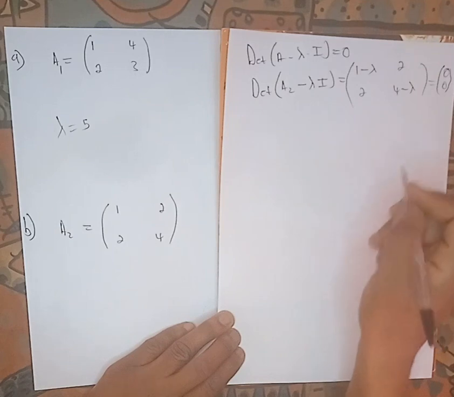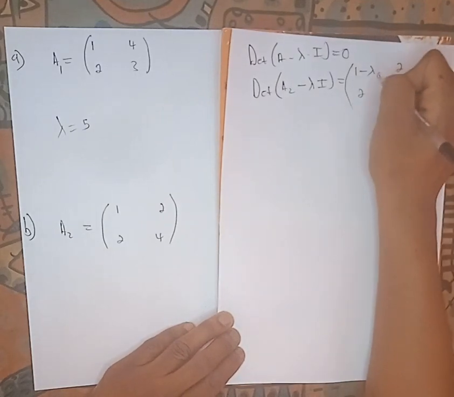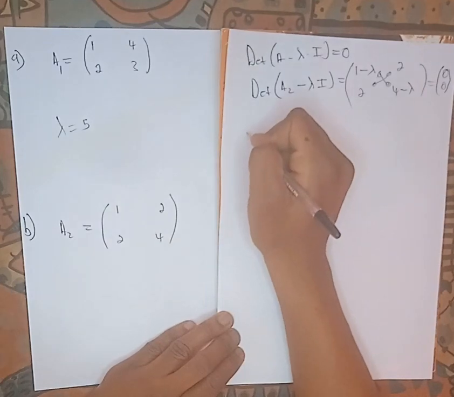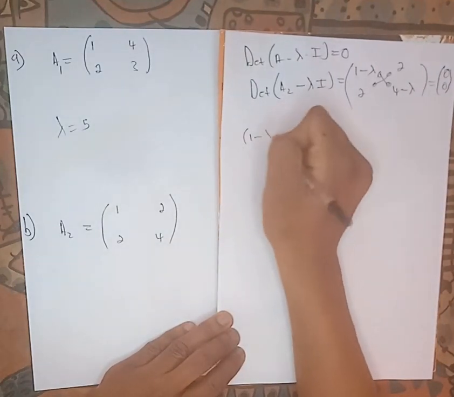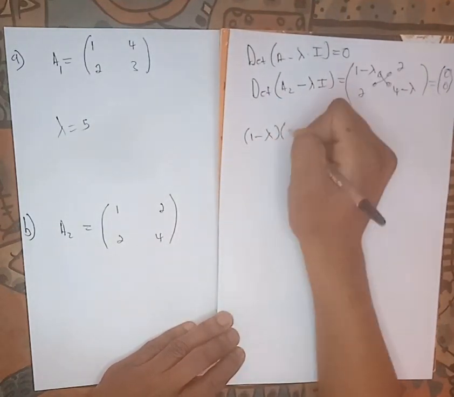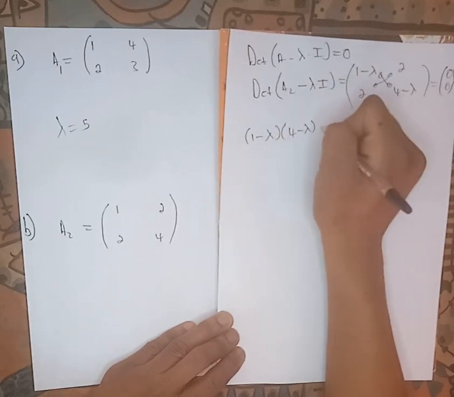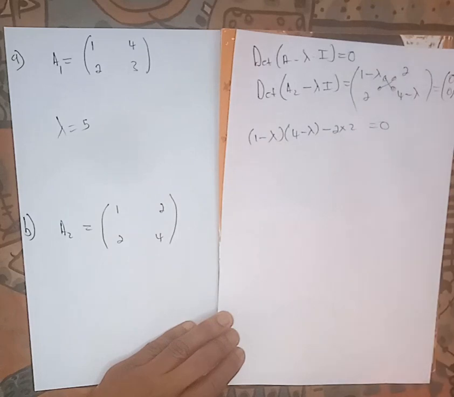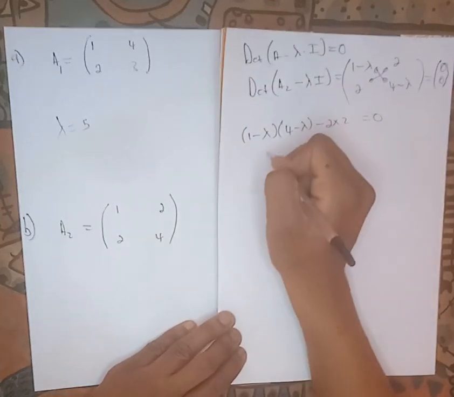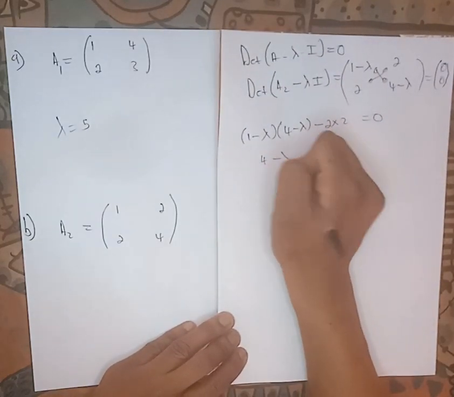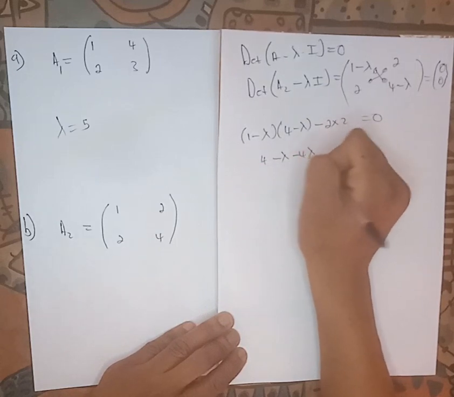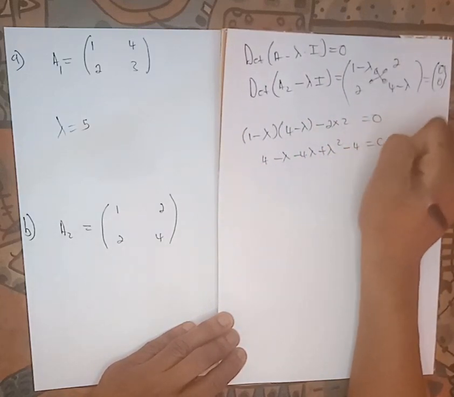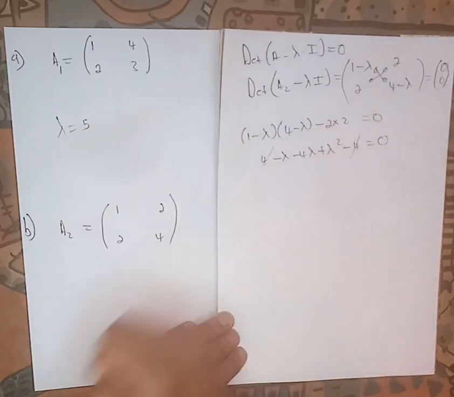So for us to find the determinant, we are saying this multiplied by this and that multiplied by that, and then we subtract. So it will be 1 minus lambda multiplied by 4 minus lambda, minus 2 times 2, which is the same as 0. So if I multiply throughout, it will be 4 minus lambda minus 4 lambda plus lambda squared minus 4 equals to 0. So this 4 cancels out this one.